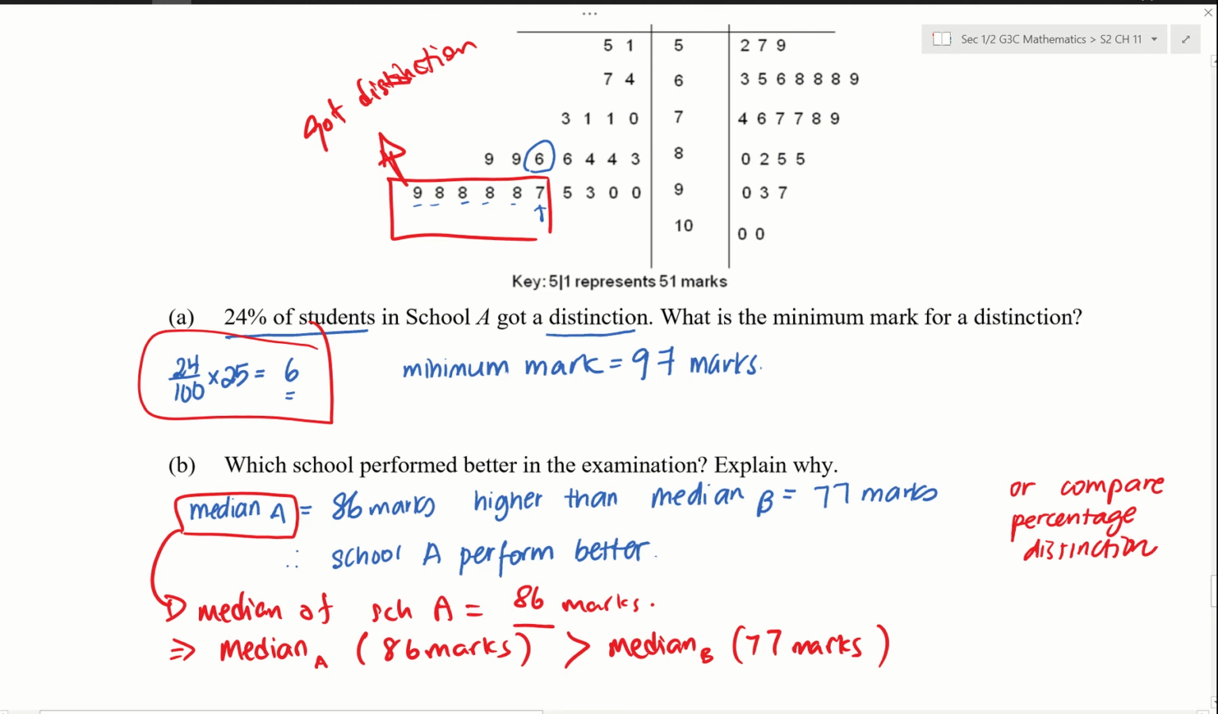And because in part A, you already looked at the percentage distinction for school A, you are also allowed to find out the percentage distinction for school B. That means find out how many people got 97 marks. In school B, there are fewer, only 3 of them. So your conclusion will be, still school A performed better because school A has 24% distinction, whereas school B has 3 out of 25 times 100%, which is 12%. Or you can compare the percentage distinction shown over here.